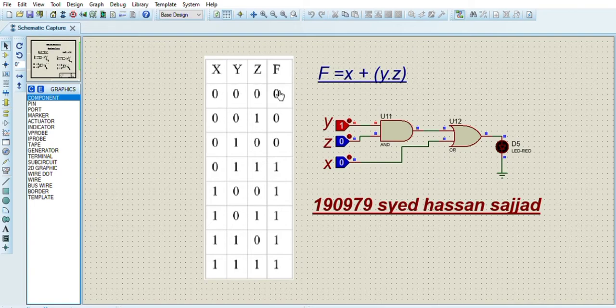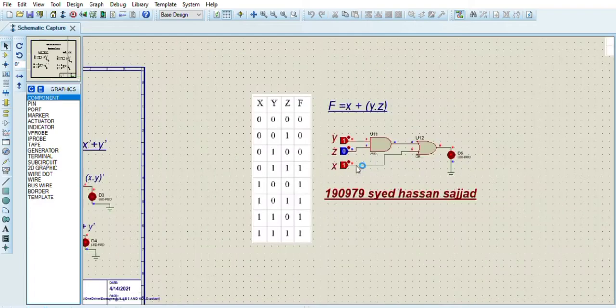So the LED is showing the output values. If you see that if 0 0 0, then it will be 0. So let's take a simple example for this. 1 0 0, it will be 1. Sorry, x is 1, and both y and z are 0, then it will be 1. So if both are 1, you can see that the F is 1. So if 1 0 1, you can see that the LED will turn on. It is showing the 1 logic state.